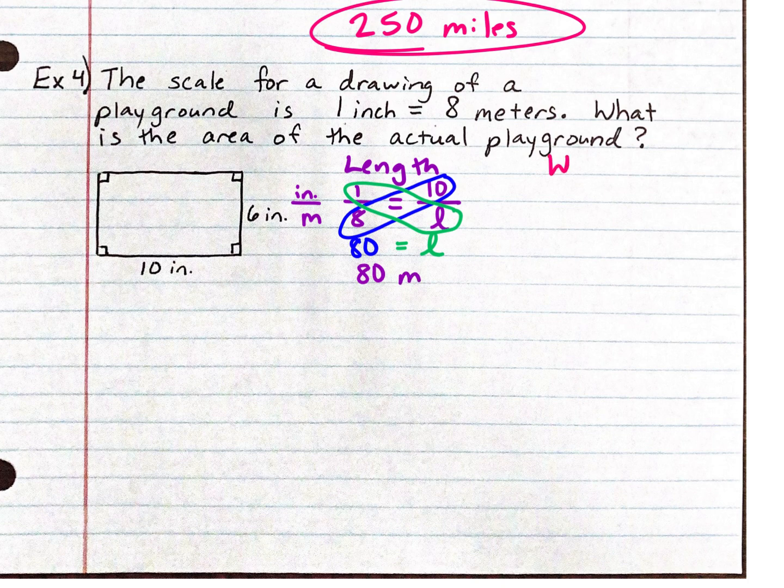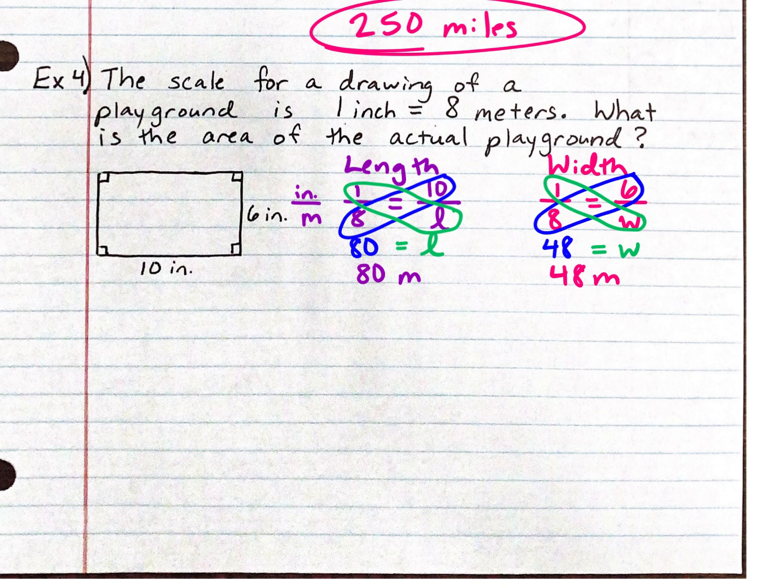Now let's find the width. We're going to use that same scale, 1 inch for every 8 meters. The width of the drawing is 6 inches. The width of the actual playground is unknown. We'll use W for our variable. So we're going to cross multiply. 6 times 8 is 48. 1 times W is just W. So we get 48 meters for the actual width.